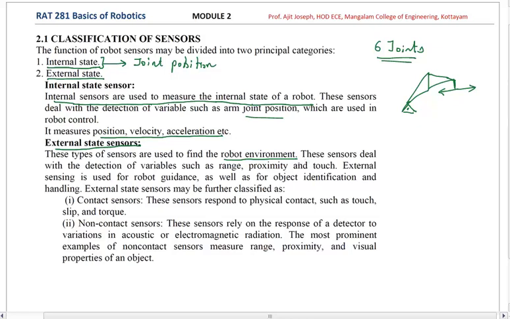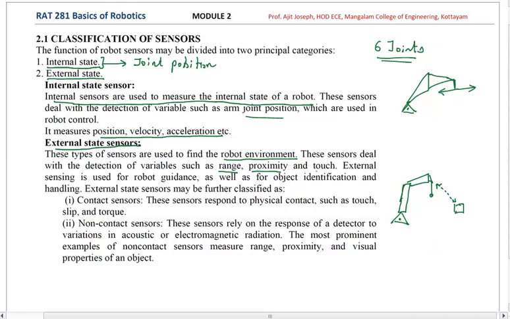So these sensors may deal with finding out the range. For example, if there is a robot, and this is the end effector of the robot and this is the base of the robot, and some object is kept here, it would want to know the range, the distance of the end effector from the object. Proximity and range differ. Suppose it wants to know what is around it, that comes under proximity.